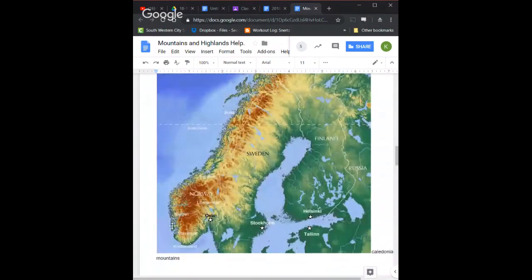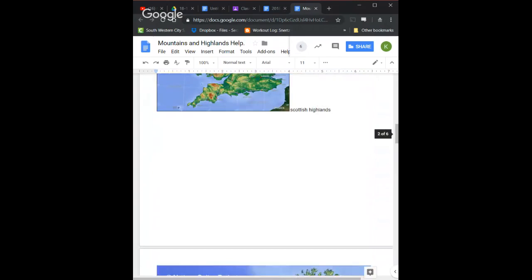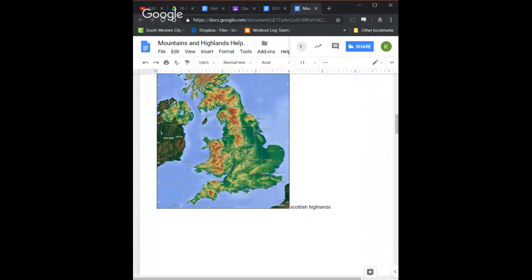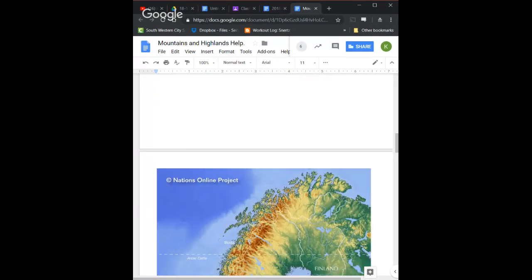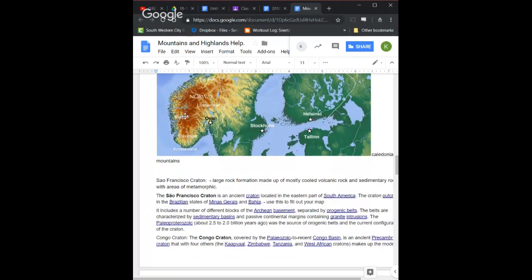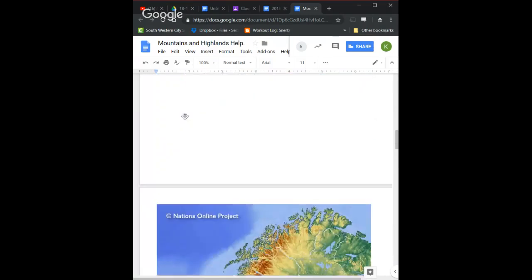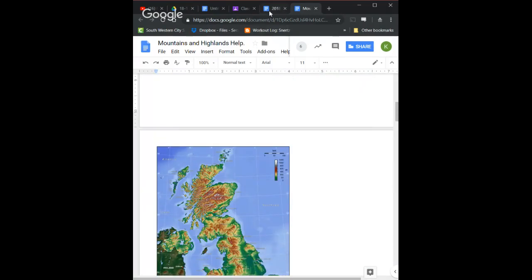Similarly, here's another line of mountains in Norway and Sweden, which is just to the east of the Scottish Highlands. So if you were to go a little bit farther to the east, where my cursor is over here, you would see that. Okay. That is all it tells you, which is really cool. Awesome. All right, so that information is missing so far.